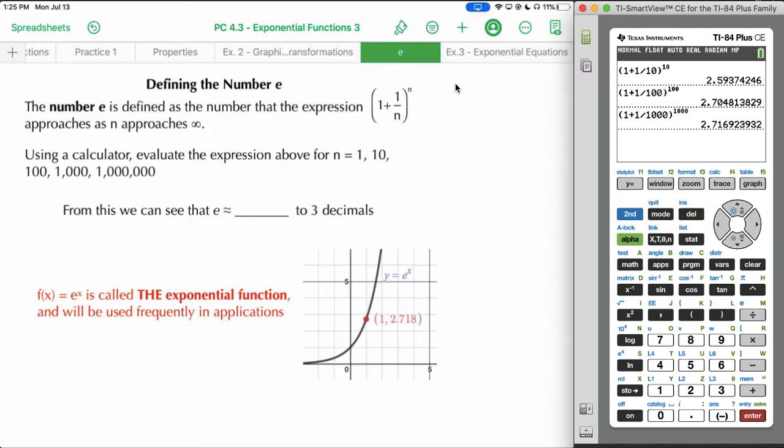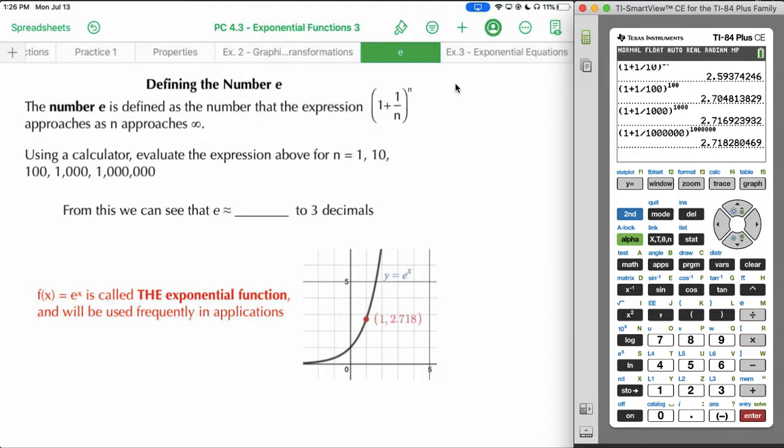Okay, and let's do 1 million now. Right, and we're going to stop there, and we'll say out to 3 decimal places we can see that e is approximately 2.718.